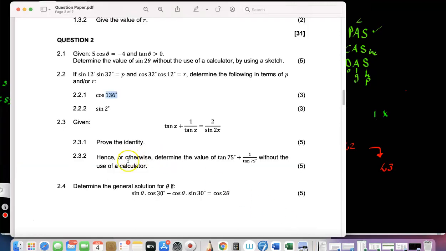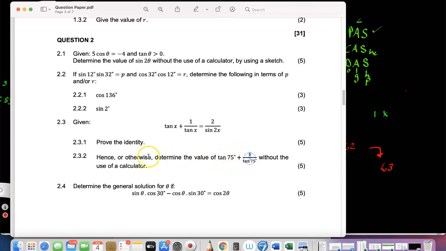Now here with the next question, guys, I can't tell you how disappointed I was that so few of you got this, because the moment you read hence in a question paper, for the Afrikaans students, the moment you read vervolgens, hence means use your previous answer or your previous result to answer this question. So hence or otherwise, but why are you going to do it otherwise if hence is going to be easier? Hence or otherwise, determine this value.